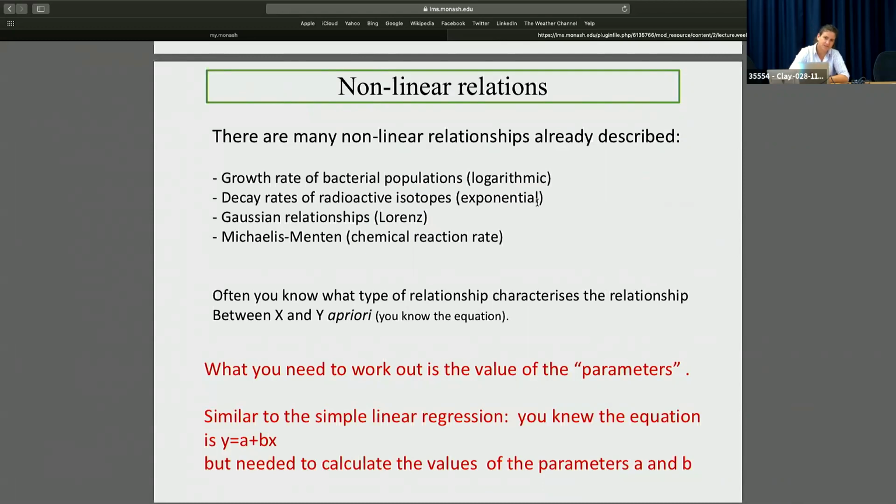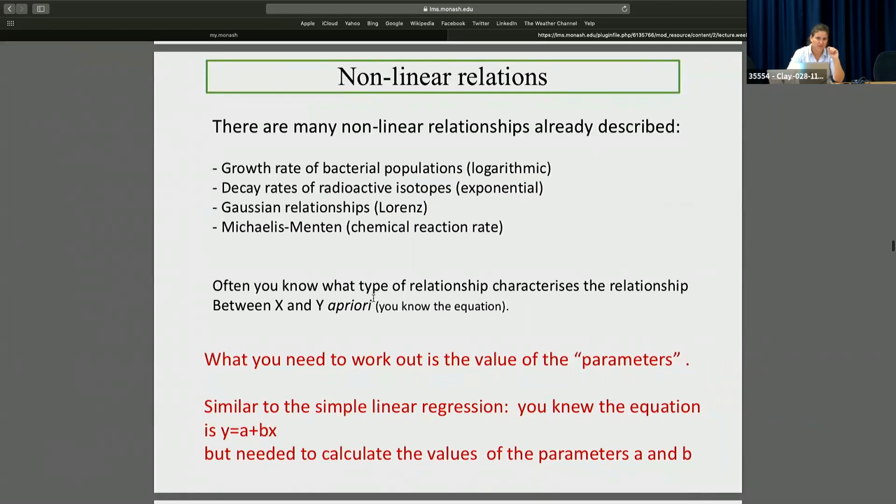And chemical reaction rates, those of you who are into chemistry or biogeochemistry, use a lot of their own equations. One of them is the Michaelis-Menten that we looked at. So you often know what type of relationship you're working towards a priori. You would know because you're looking at decay. You're looking at dating an object using carbon-14, for example, radioactive decay. You know you're going to need to fit it to an exponential equation. So you usually know the type of relationship between x and y for your study.